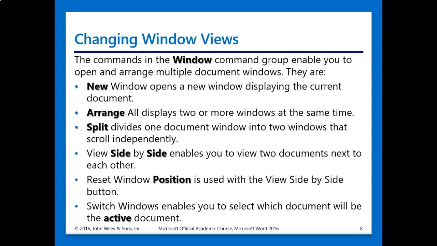Arrange All displays two or more windows at the same time, depending on how many you have open. Split divides one document window into two windows that can scroll independently. You can scroll them together as well. View Side by Side enables you to view two documents next to each other.